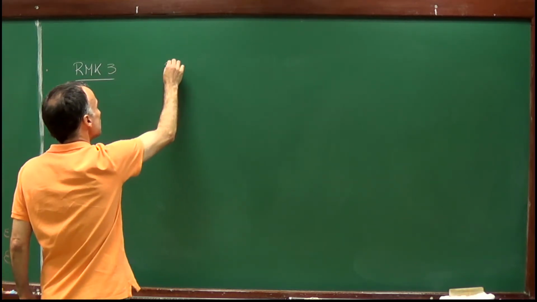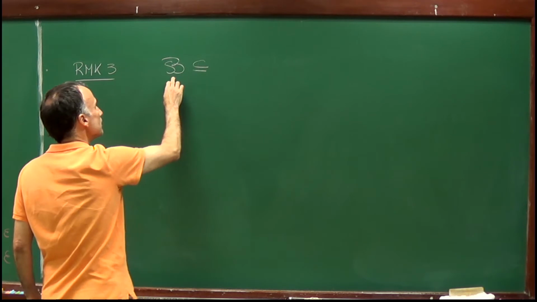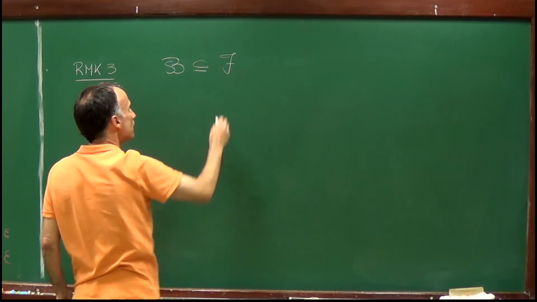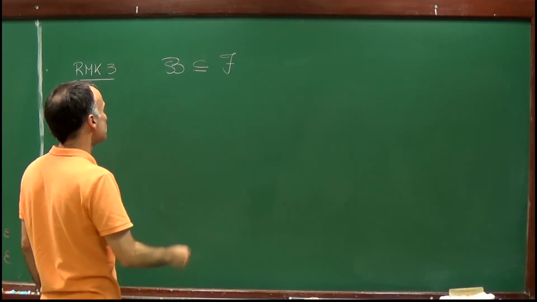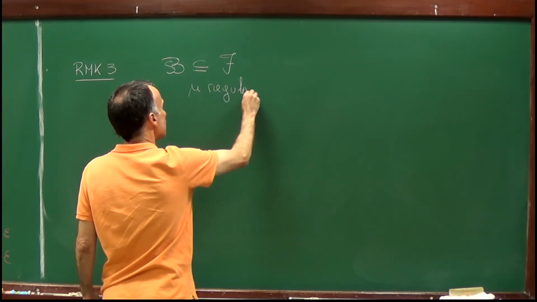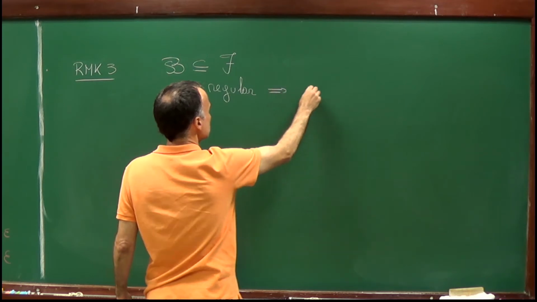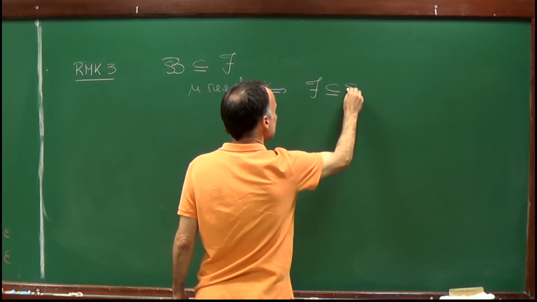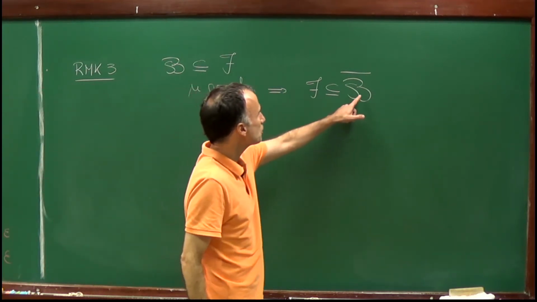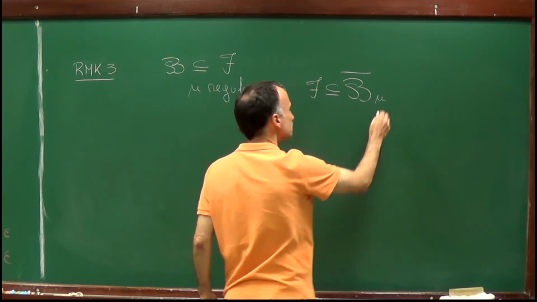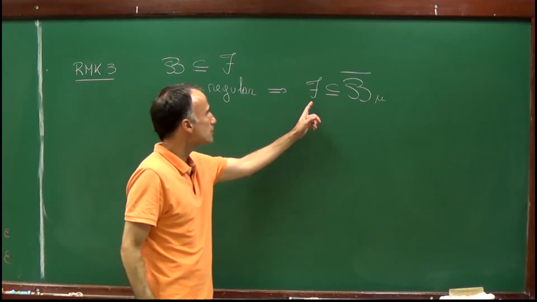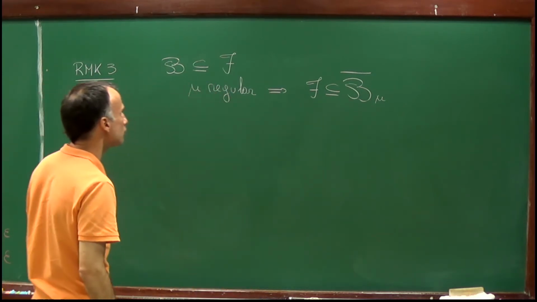So I assumed from the beginning that the sigma algebra generated by the open sets, the Borel sigma algebra, was contained in F. Now I claim that if the measure mu is regular, then F is in fact contained in the completion of B with respect to mu. Right? So I want to show that any set in the sigma algebra F is contained in the completion of B with respect to mu.